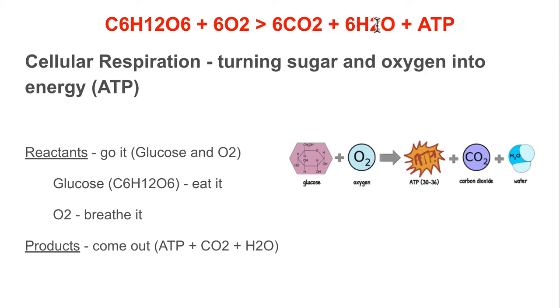And then this carbon dioxide and water will go back into that autotroph or back into the plant, and then it will use it to make glucose and oxygen. So it's this big circle. So our reactants here are glucose and oxygen. Once again, we eat the glucose and we breathe the oxygen, and then the products are going to be ATP. That's our main product.